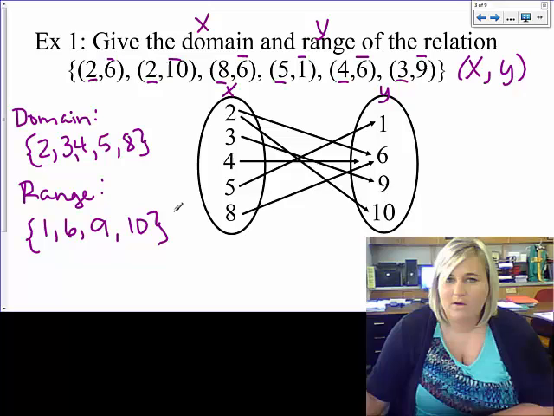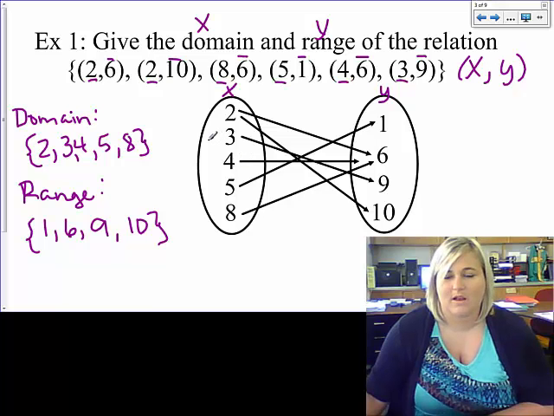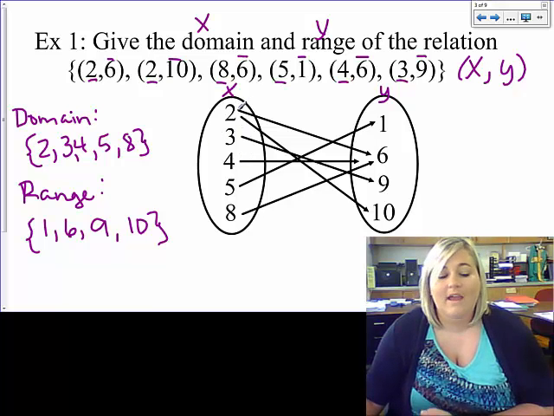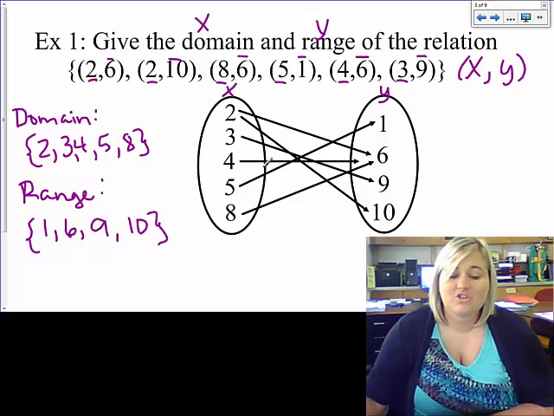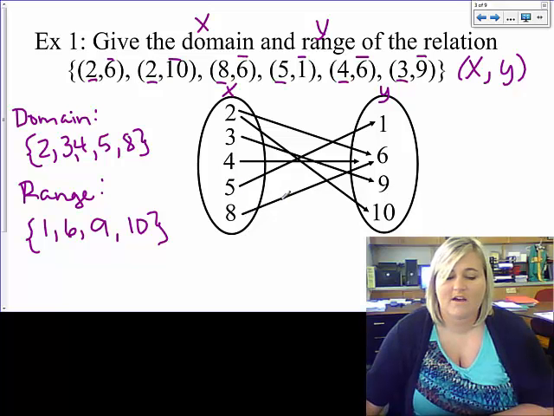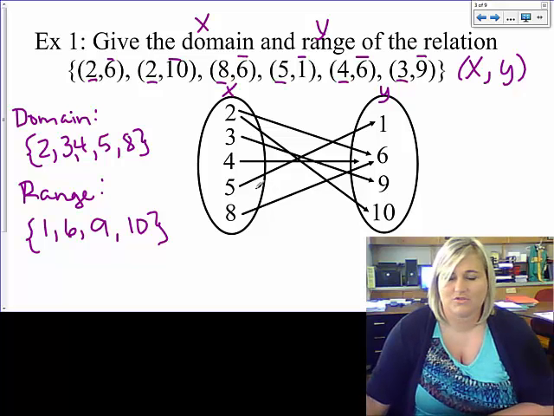Now, what they're showing with these lines is that each input goes to one or more outputs. So 2 has 2 lines coming from it, so we know it has 2 outputs. 3 has 1 line coming from it. 4 has 1 line. 5 has 1 line. 8 has 1 line, which means that all the inputs meet the requirement of having 1 or more outputs.